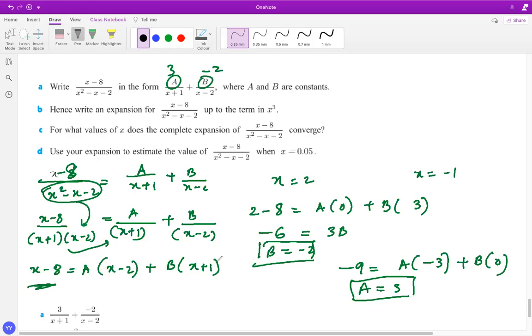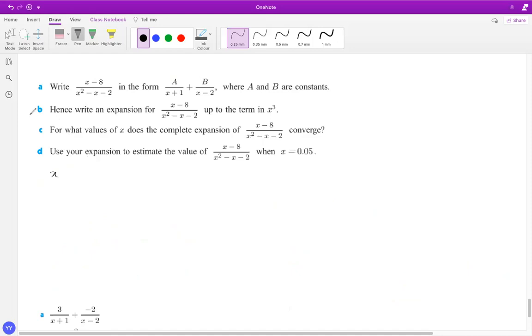After this, we get to the main expansion part. Hence, right, expansion, it means that you've got to use this. If you use some other method, you won't get any points. So if I have, let's say, (x - 8)/(x² - x - 2) up to the x cubed term, I'm going to use this expression.